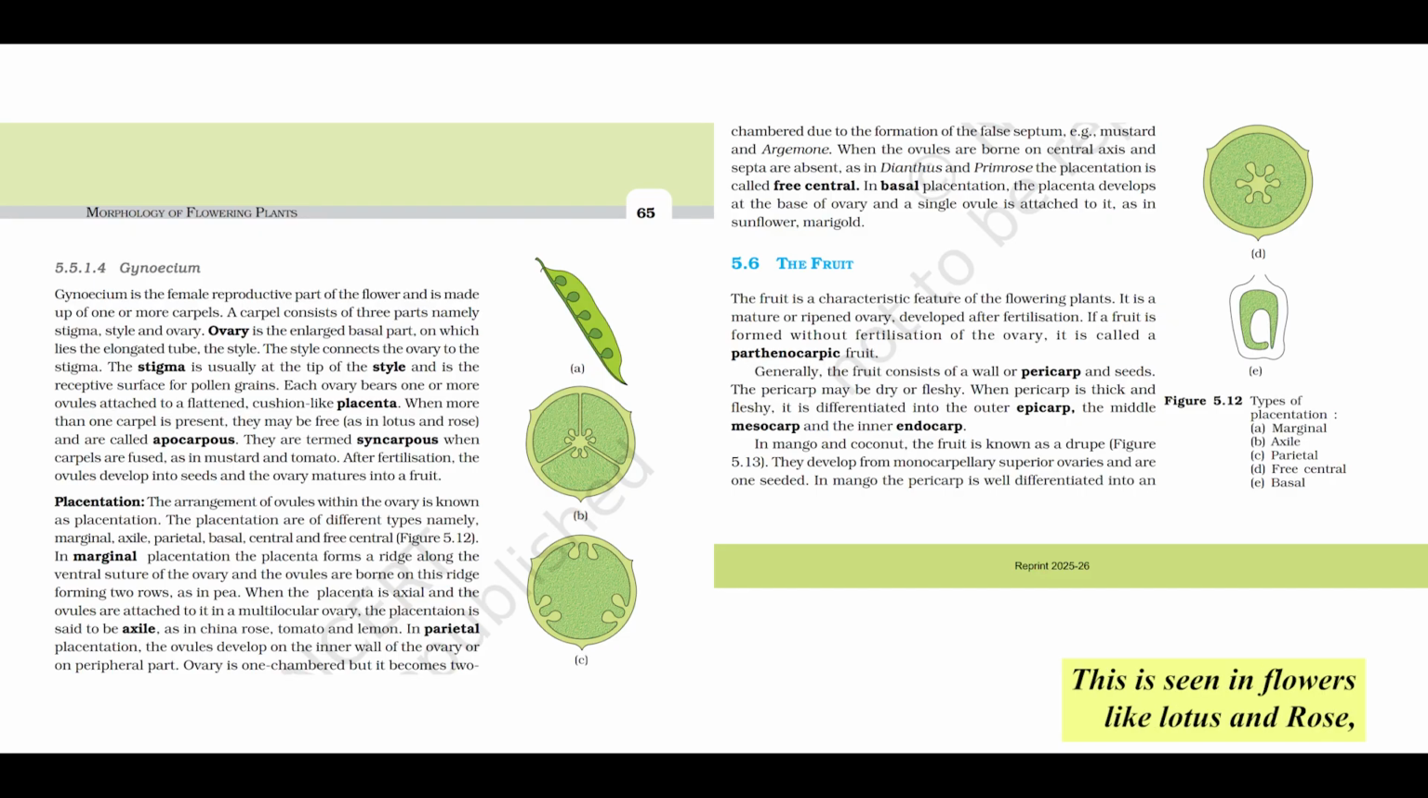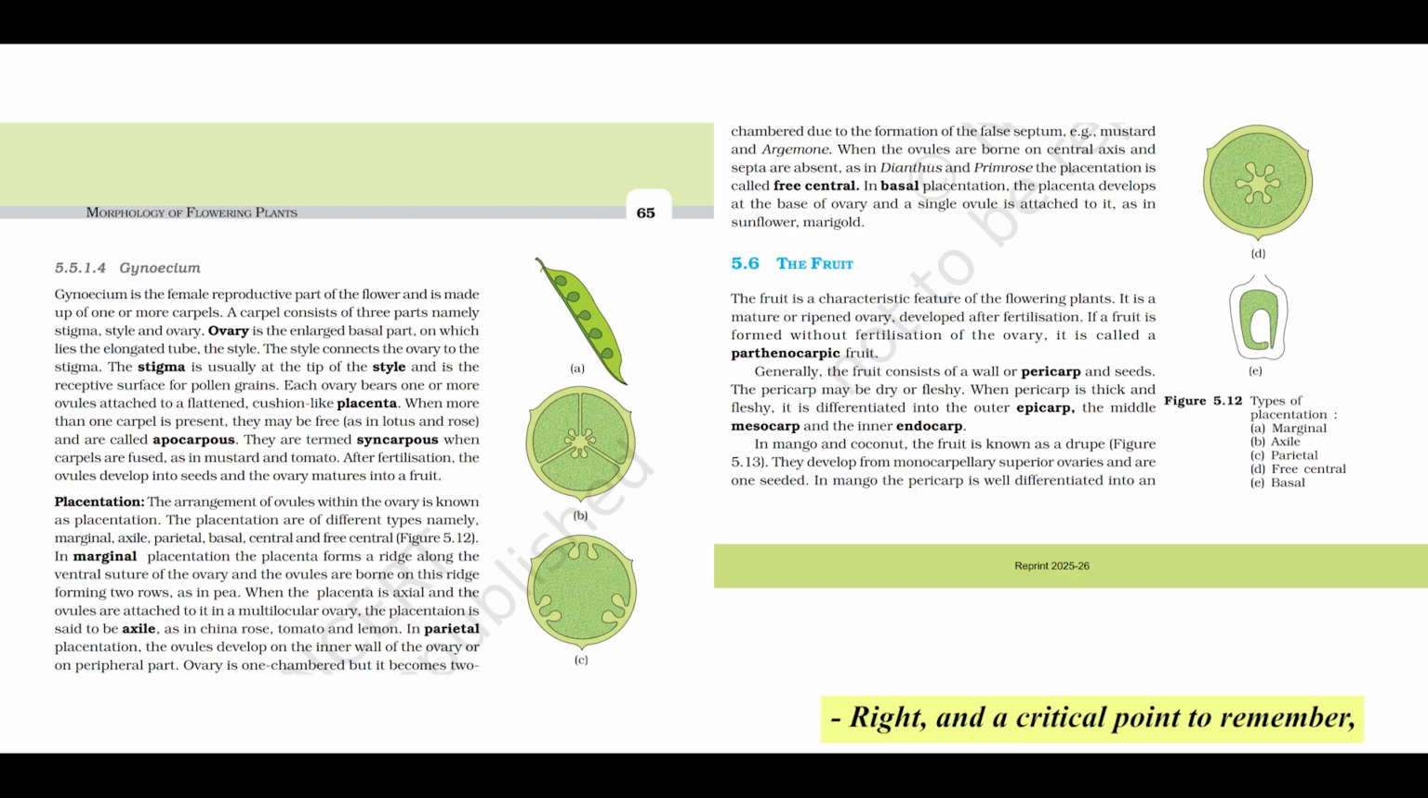This is seen in flowers like lotus and rose, where you can see multiple distinct pistils. If, however, the carpels are fused together, forming a single compound pistil with a single ovary, though it might have multiple chambers, the condition is termed syncarpus. Syn meaning together. This is much more common, found in mustard and tomato, for example. Apocarpus, free carpels. Syncarpus, fused carpels.